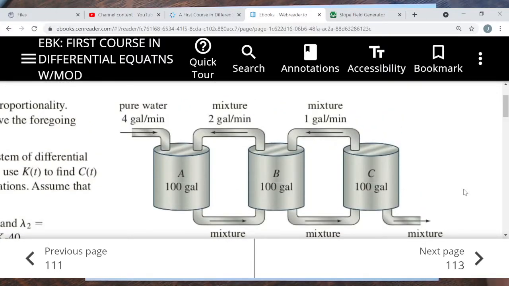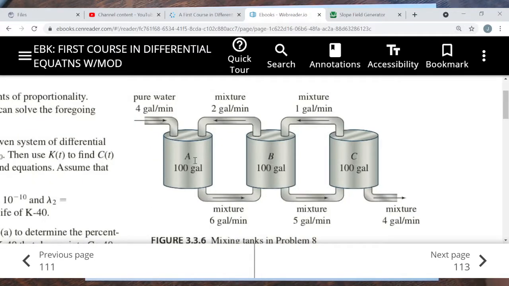Okay, so I'll describe the picture here. So we have these three tanks, A, B, and C. They each have 100 gallons of liquid in them. Tank A, you have 4 gallons a minute of pure water being pumped into tank A. Also being pumped into tank A, see that, follow the arrows, you have this mixture from tank B being pumped into tank A at 2 gallons a minute.